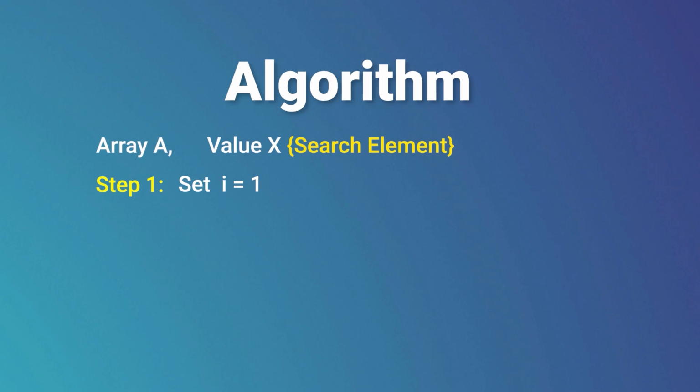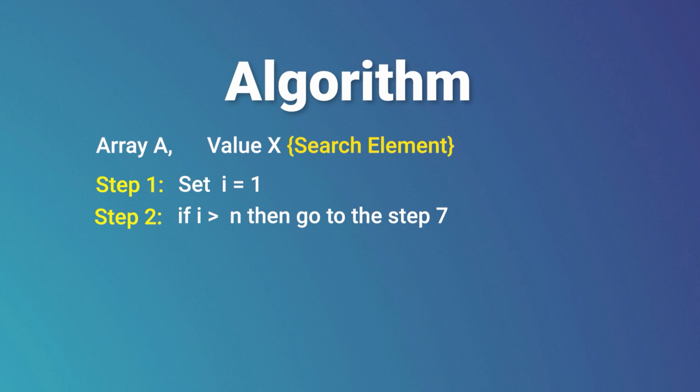And I will go on checking whether I is greater than or equal to n. If I is greater than or equal to n, then I will go to step number 7, where we will display the message that the element is not found. It means that we are setting up a counter, and every time we will be incrementing the counter by 1 and comparing the search element with the element of the array, and this process will go on until we reach the end of the array. Whether we have reached the end of the array is indicated by this step 2.